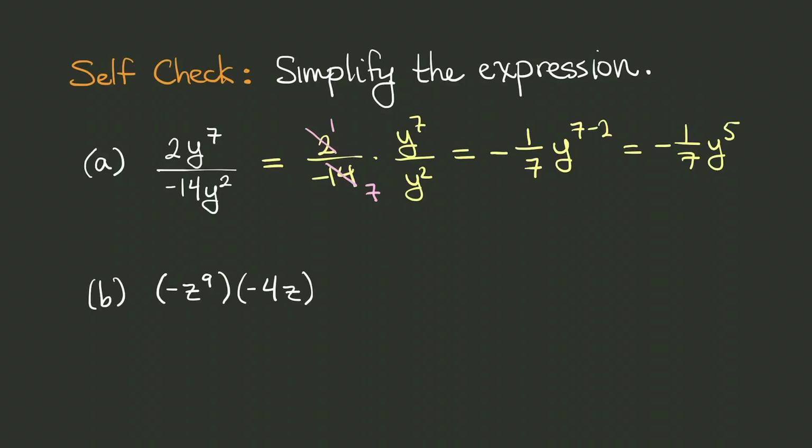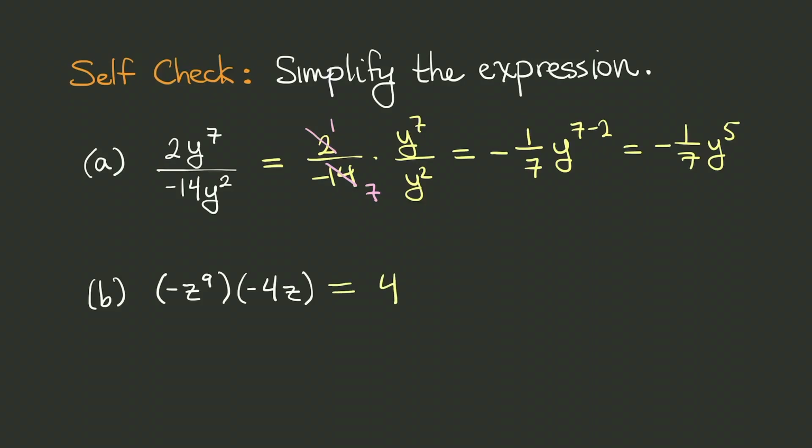In part B, to multiply the two monomials, we would first multiply the two coefficients. Well, the coefficient on the first one, even though it just is written as negative z to the ninth, we know that that's really negative 1 times z to the ninth. So we have negative 1 times negative 4, which gives us 4 for our new coefficient.